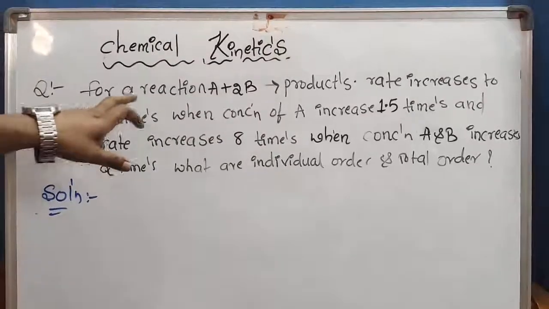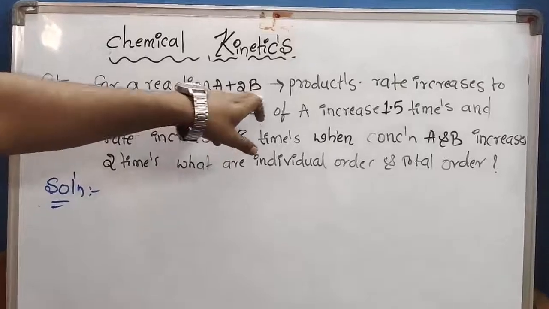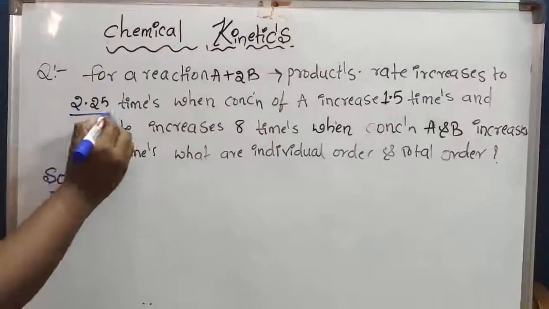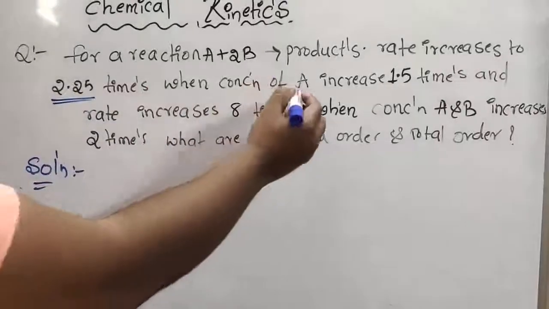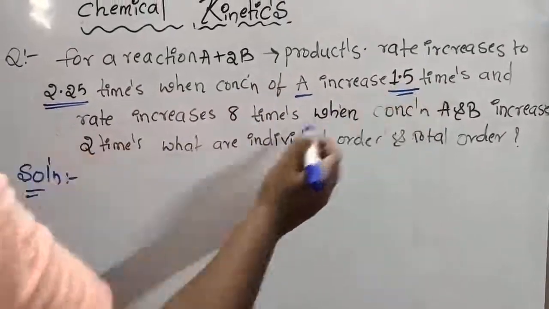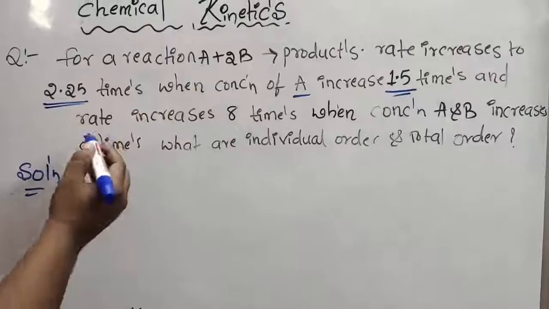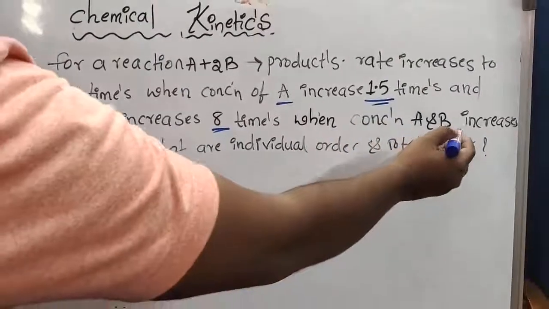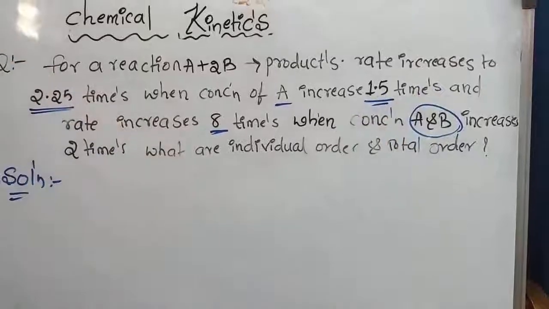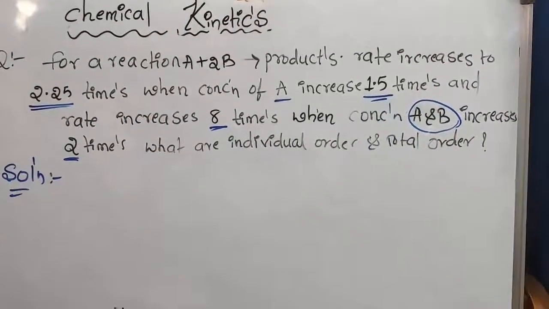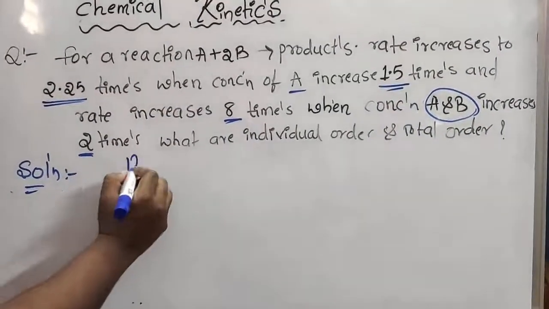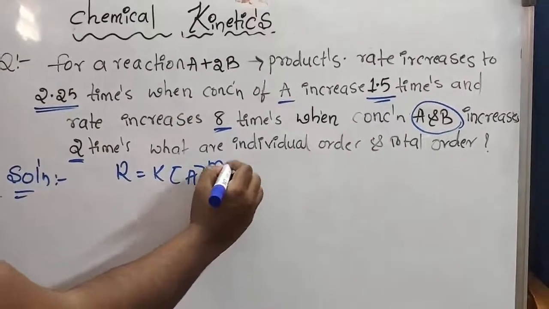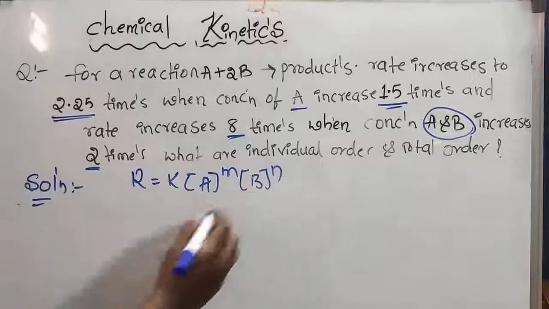Next question is, for reaction A plus 2B gives rise to product, and here rate increases 2.25 times when concentration of A increases 1.5 times, and next rate increases 8 times when concentration of both A and B increases 2 times. Very easy. Rate equal to k, A to the power of m and B to the power of n.